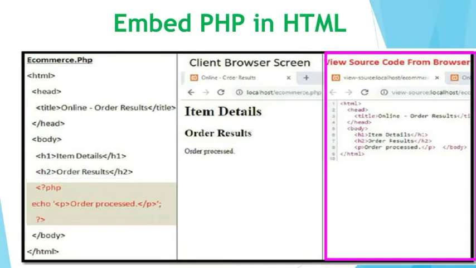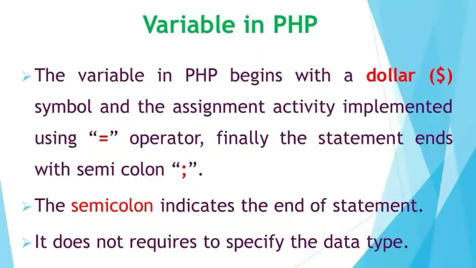Let's see the next topic, variables in PHP. PHP has variables like other programming languages such as C, C++ and Python, etc. Variables means what? Variables are the storage locations which can store the values for later manipulations in the program, which means A is equal to 5. Here 5 is the value, A is the variable. 5 is stored in the variable A, okay.